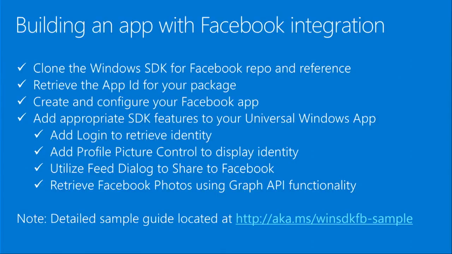Now hopefully, the demo helped you understand how to actually integrate Facebook features into your universal app. We started off by cloning the SDK directly from GitHub and referencing it within Visual Studio. We then went through the steps necessary to configure the app both on the Facebook Developer Portal and within Visual Studio. Finally, we added the appropriate SDK features to the universal app, namely Facebook Login, Profile Picture Control, using the feed dialog, and using a Graph API request to retrieve the user's uploaded photos.